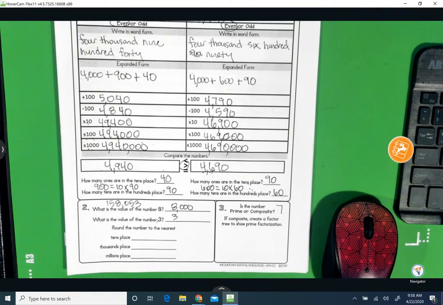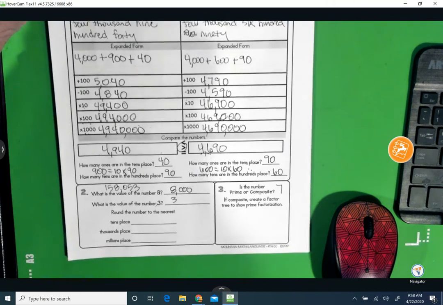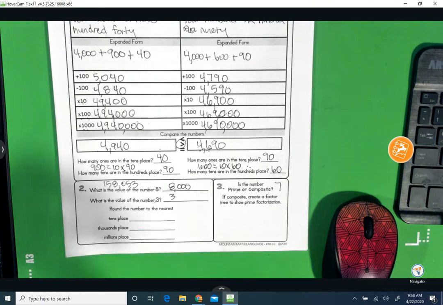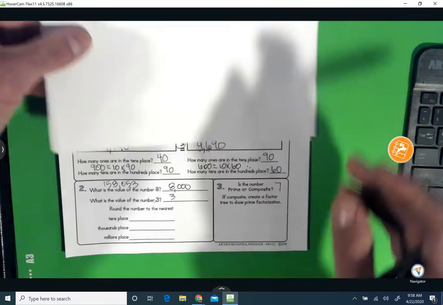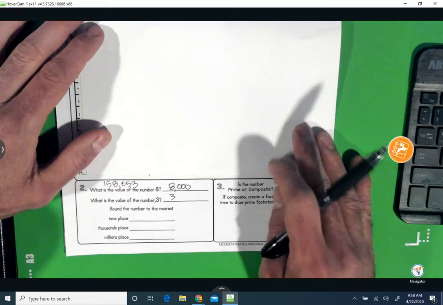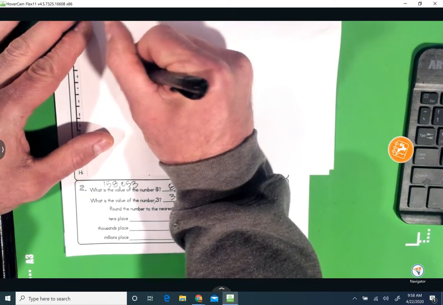Now we can round each one of these numbers to the appropriate place, the tens place, the thousands place, or the millions place. So real quick, when rounding numbers, one strategy is to use number lines.